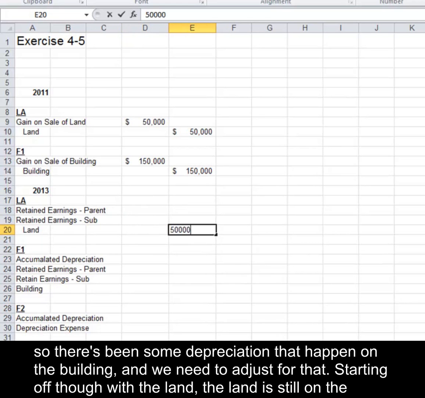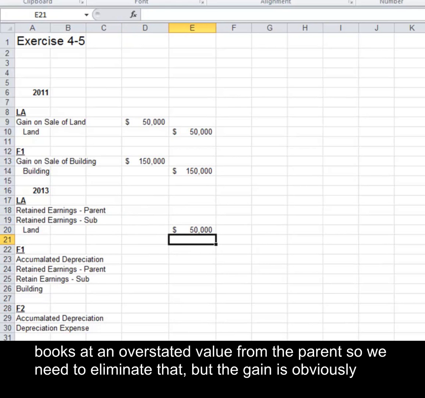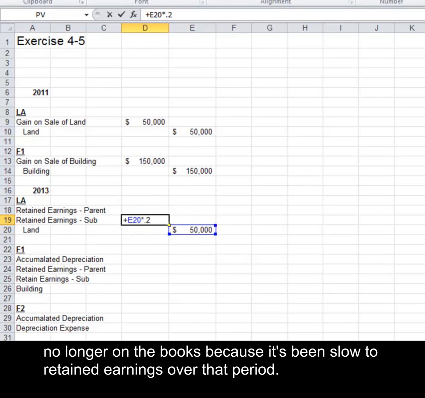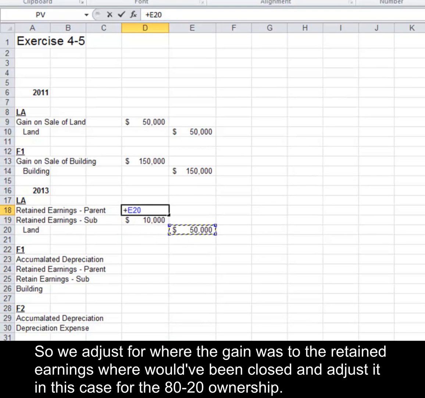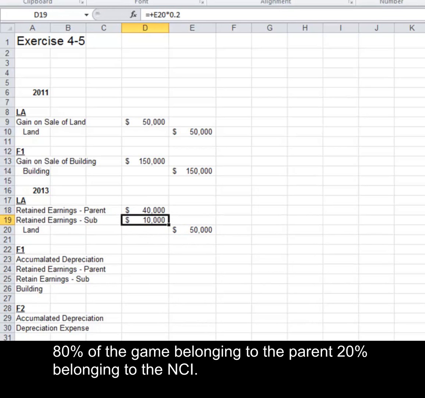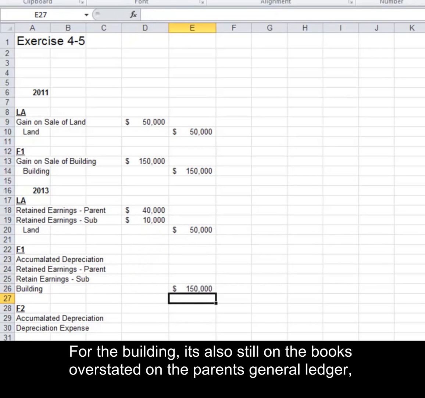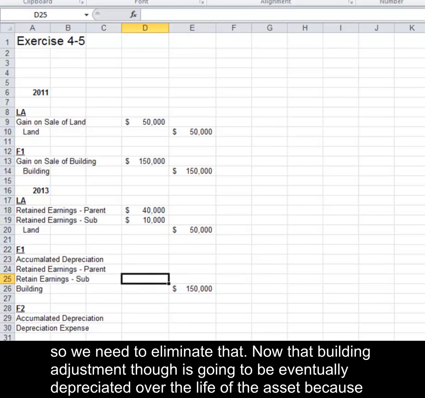Starting off though with the land, it is still on the books at an overstated value from the parent, so we need to eliminate that. But the gain is obviously no longer on the books because it's been closed to retained earnings over that period. So we adjust for where the gain was to the retained earnings where it would have been closed, and adjusted in this case for the 80-20 ownership, 80% of that gain belonging to the parent, 20% belonging to the NCI. For the building, it's also still on the books, overstated on the parent's general ledger, so we need to eliminate that.